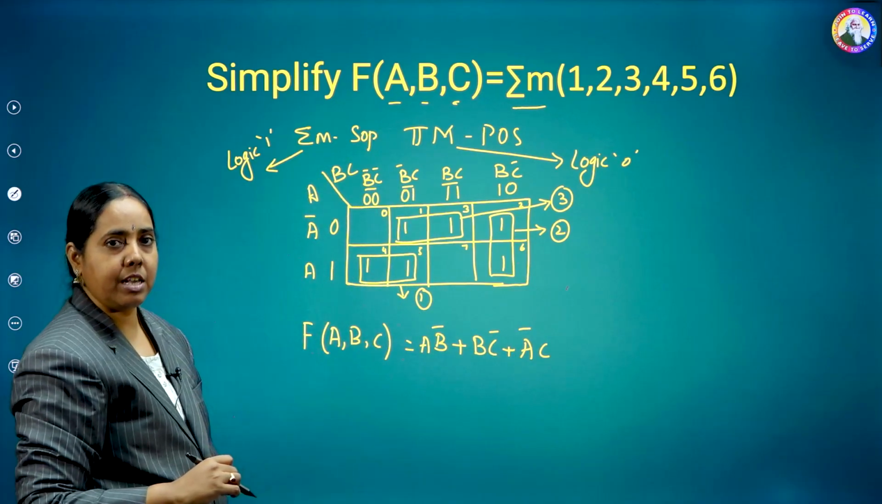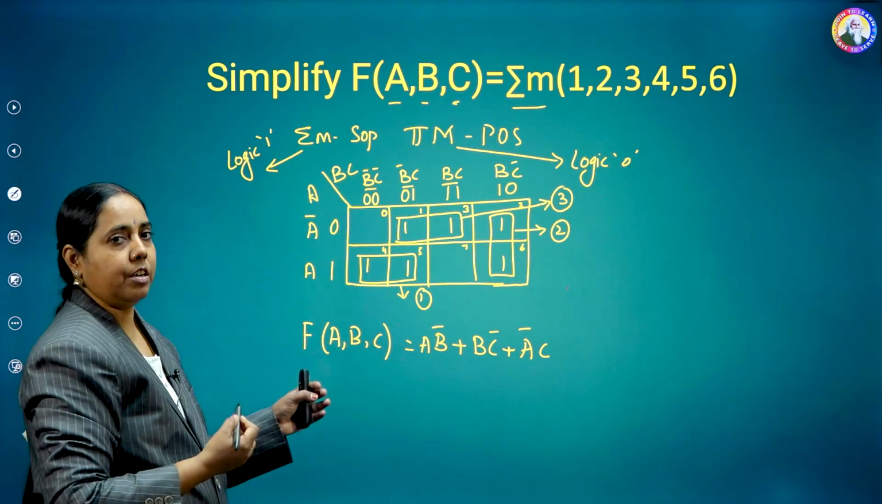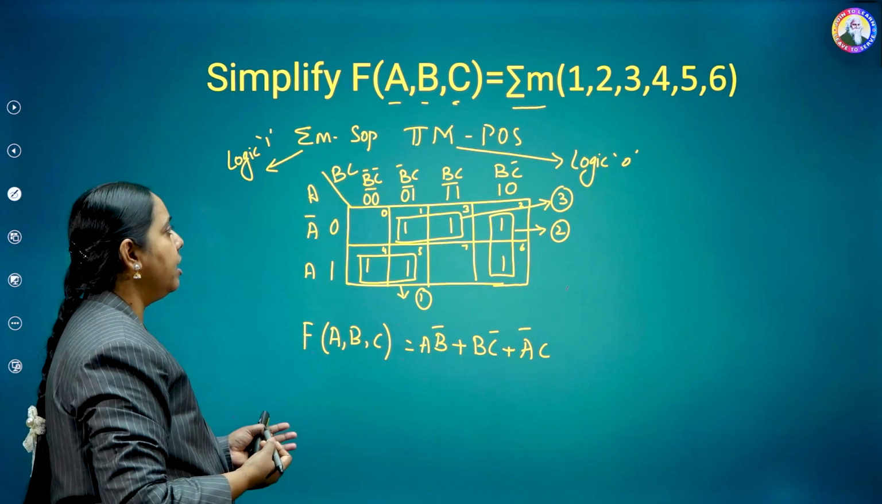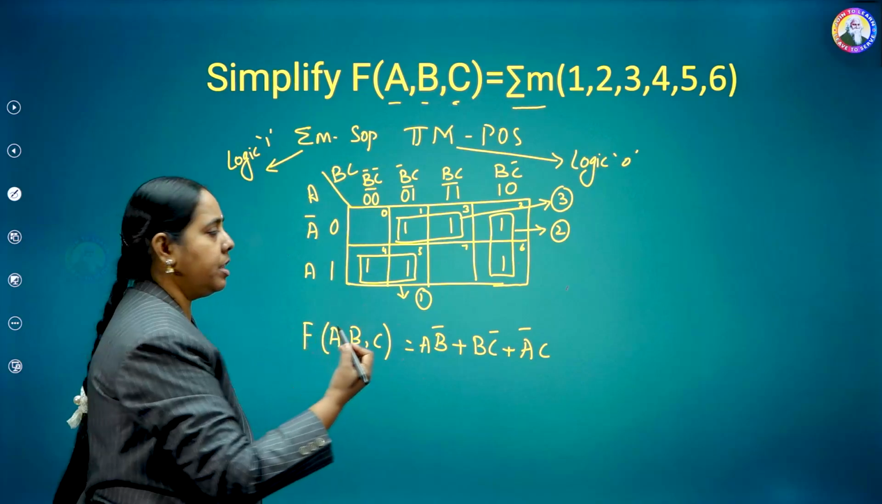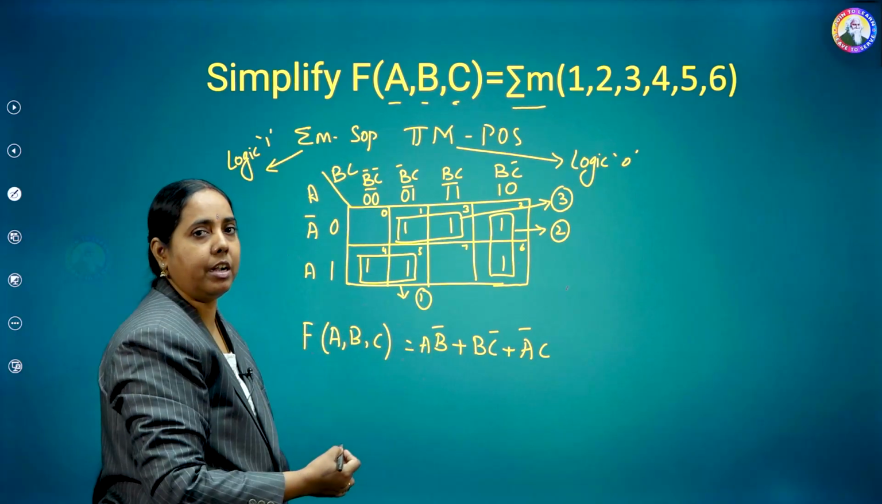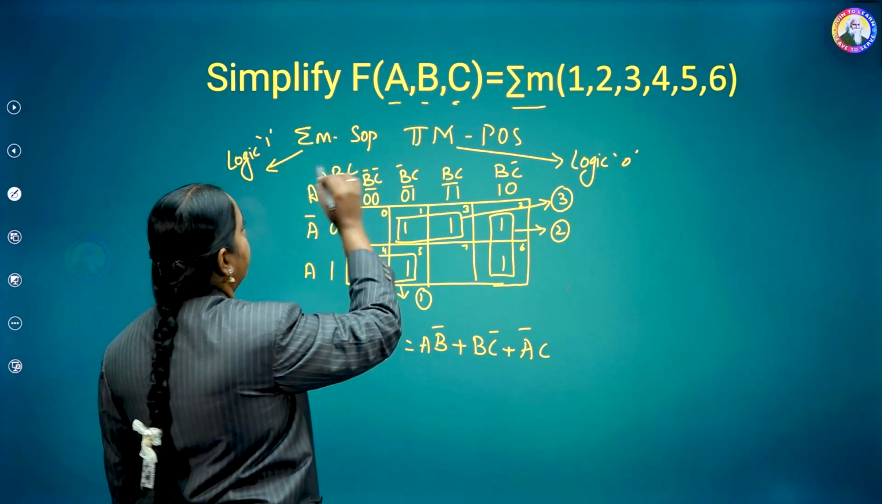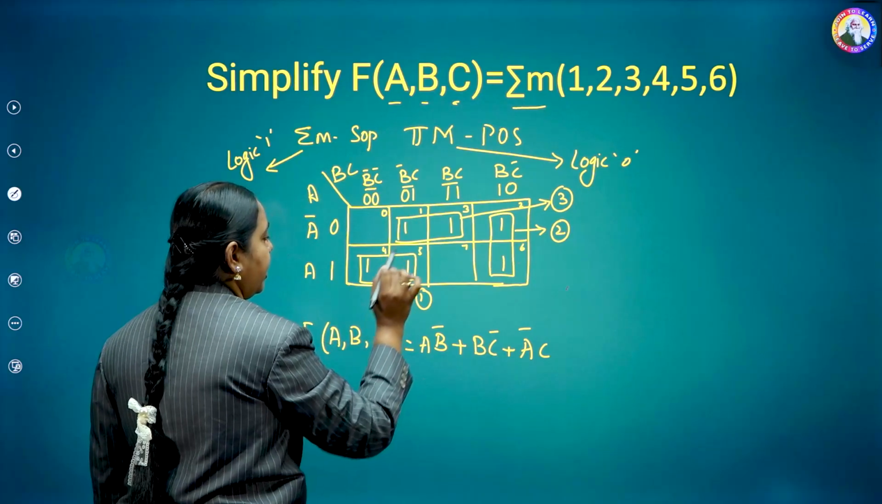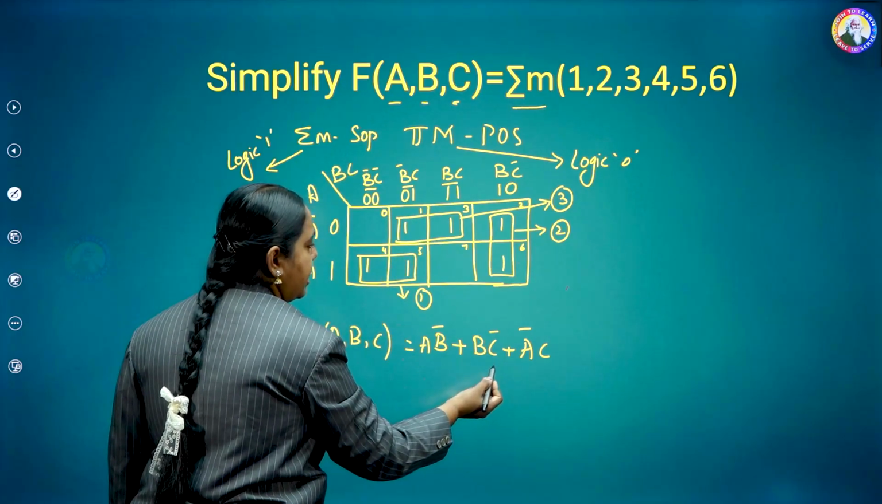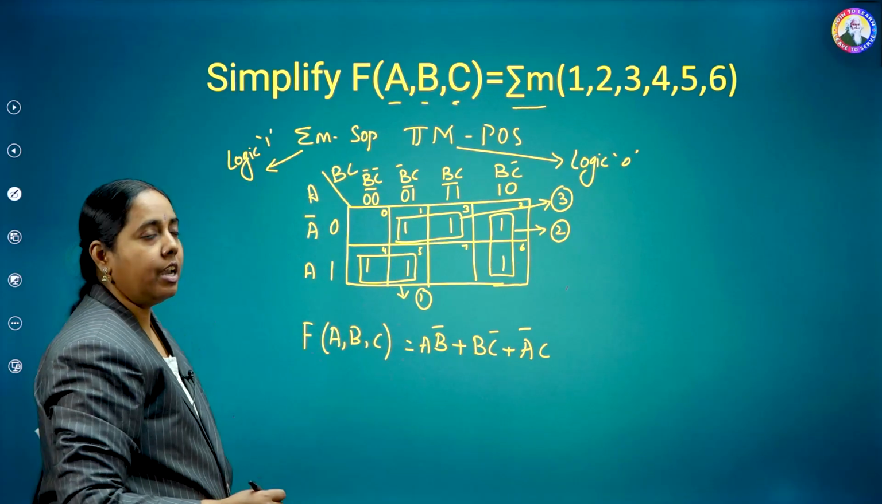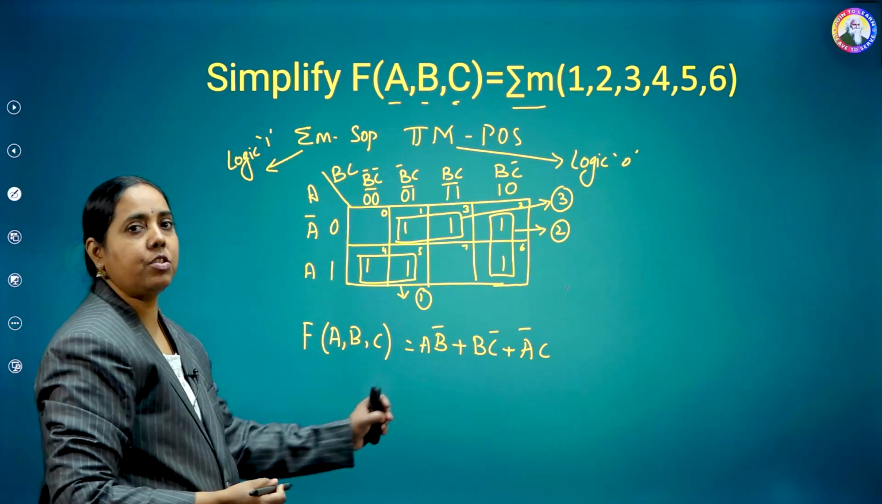So this is the minimized expression. What is the observation we are making here? By using this K-map, in a single step I am getting the solution. So the simplification for the given expression is A B bar + B C bar + A bar C. Further, I can implement this by using logic gates.